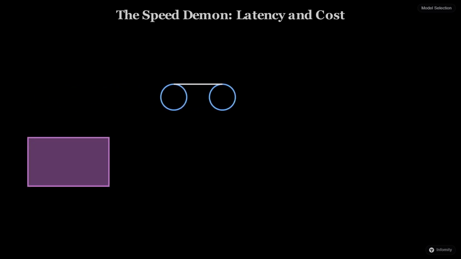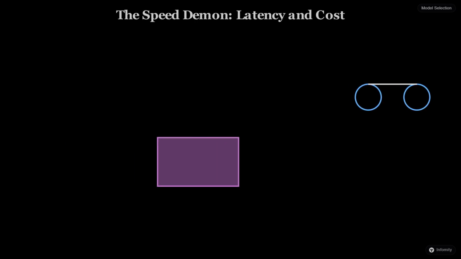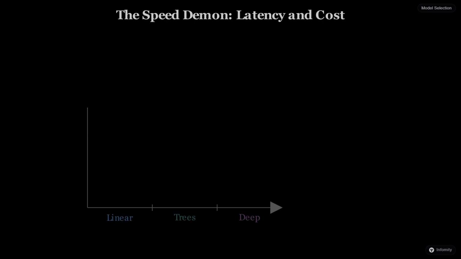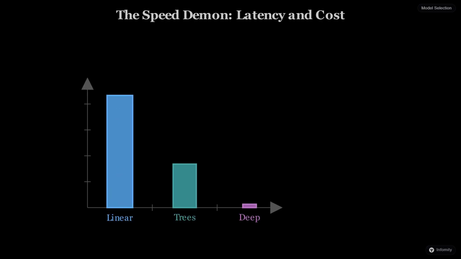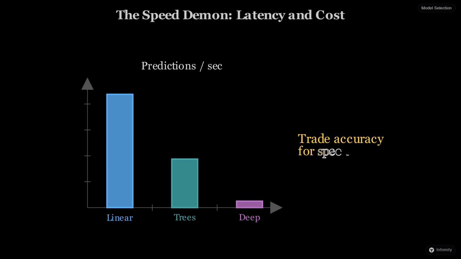In the real world, speed is often as important as accuracy. Think of a high-speed delivery service. A bike is faster than a heavy truck for a single envelope in a crowded city. If your model needs to make millions of predictions per second, the computational cost of a deep network might be prohibitive. Sometimes, we deliberately choose a simpler tool to ensure the system remains responsive and cost-effective.